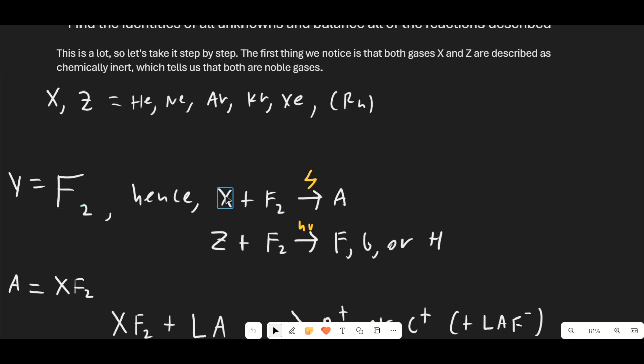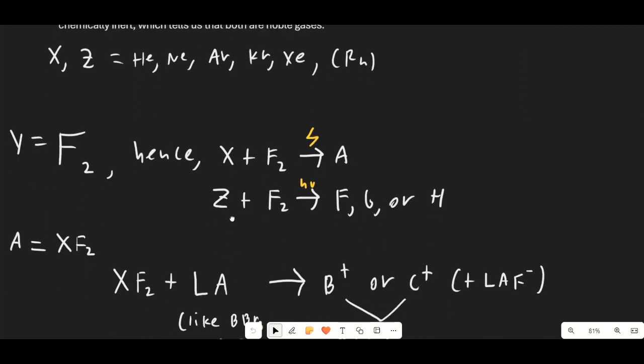So that means we're looking for a reaction between X and F2 to get A, and Z and F2 to get these three different products. And notice that the reaction with X has significantly stronger conditions. We're using this electric discharge rather than just using light as a catalyst.